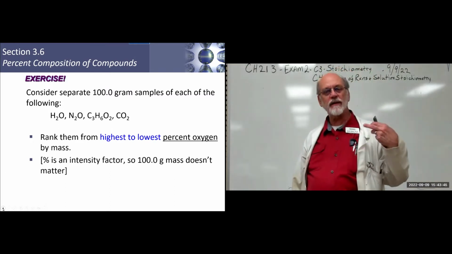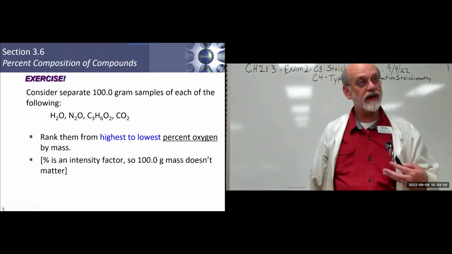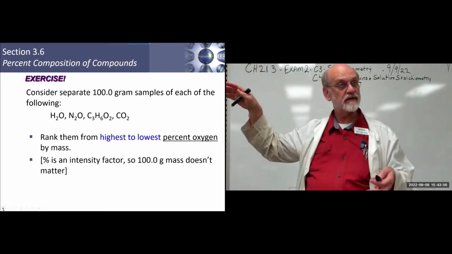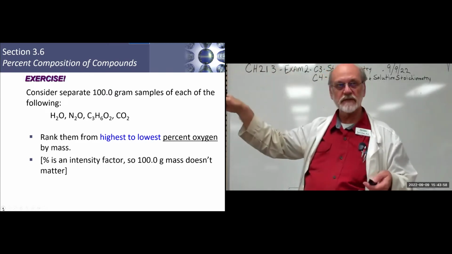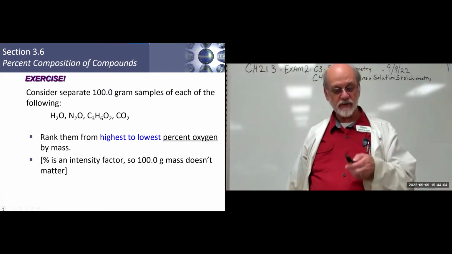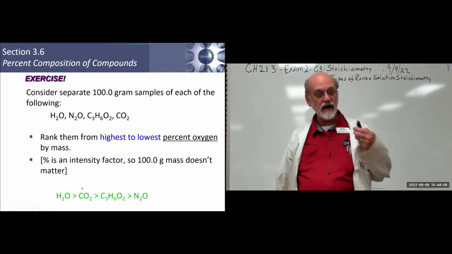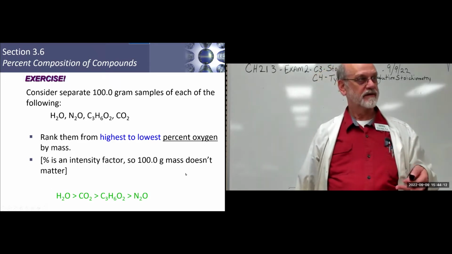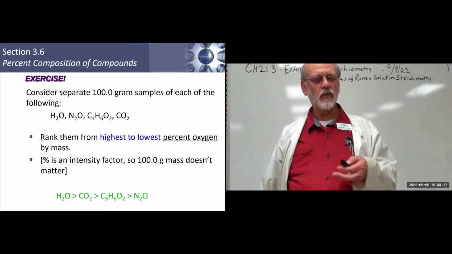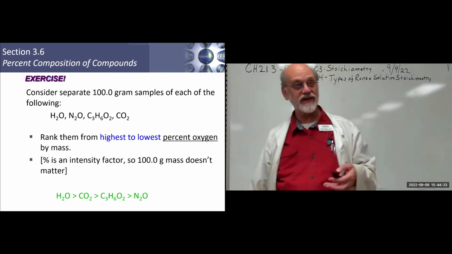From these same compounds, rank them from highest to lowest percent oxygen by mass. You would just go in and calculate, using that formula, how much oxygen is in water by percent, nitrous oxide, propionic acid, and carbon dioxide. Use that same formula and just compare the values. And as it turns out, the highest percent oxygen is water. That should make sense, right? Water is 18. Oxygen is 16. So it's almost all of the molecule is oxygen.